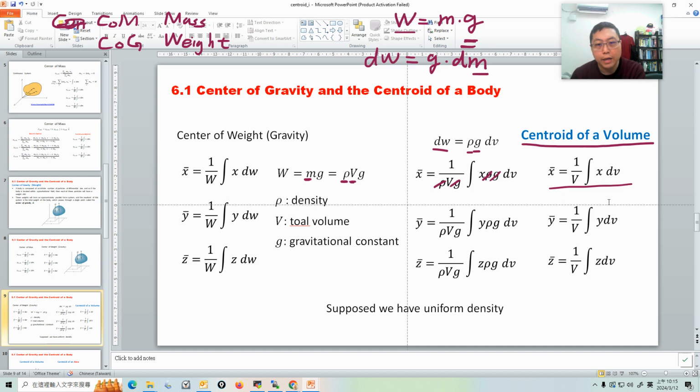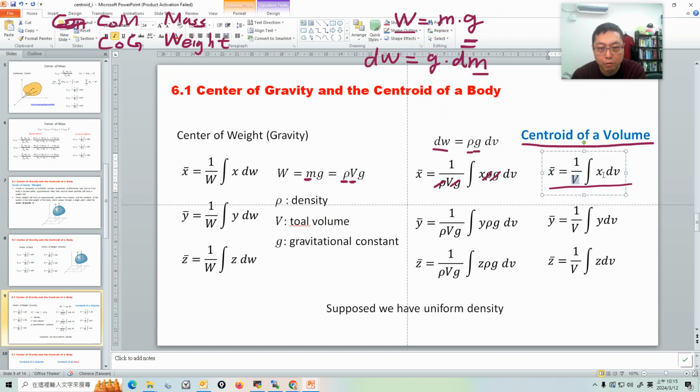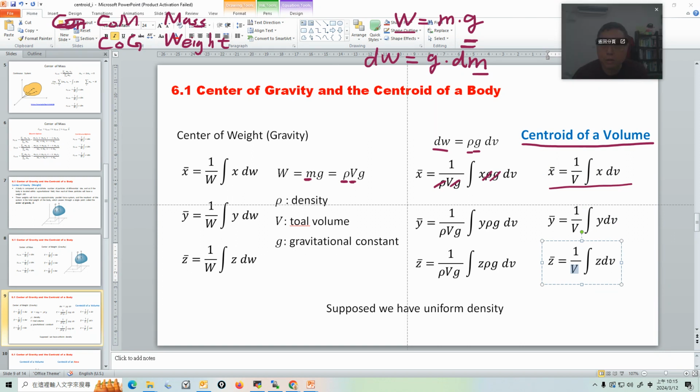And since you see the focus is switched from the weight to the volume, we give a new name. It's called centroid of volume. Okay, for the center of weight, we are focused on the weight. Right now it all becomes a volume, so it will give a new name called centroid of volume. Let's make a note here. It's called centroid of volume. All we focus on now becomes a volume.